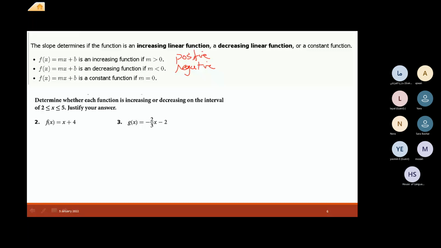Okay, Habiba, number two, f of x equals x plus 4. Where is the coefficient of x? Coefficient of x, one, bravo. One is greater than zero, so it's going to be increasing. Look at the slope, the coefficient of x. One is greater than zero. The slope is greater than zero, so it will be increasing. This is for number two.